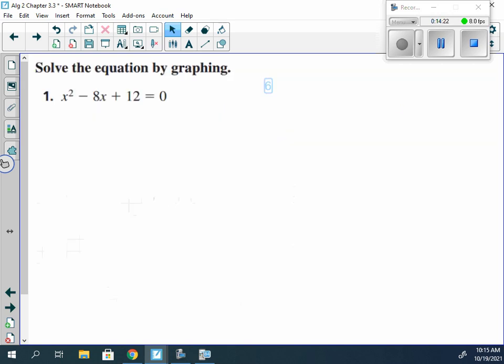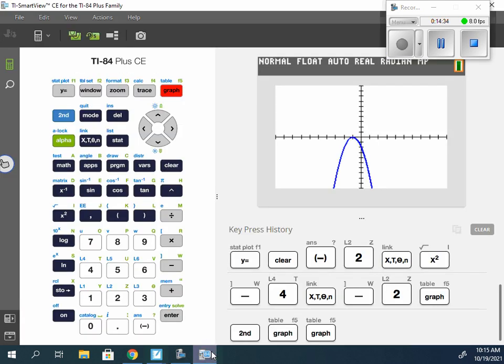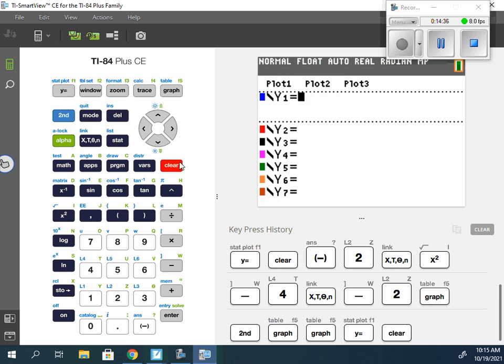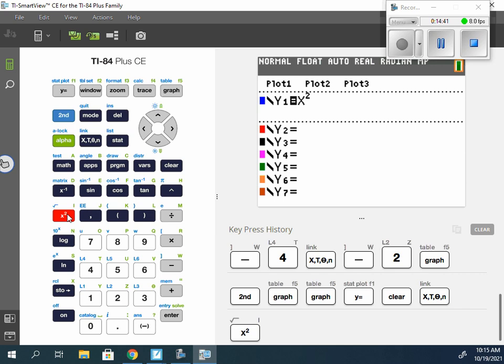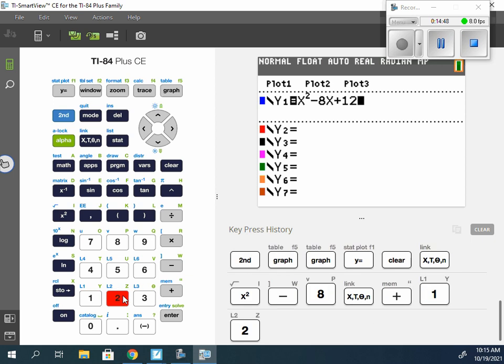There's that graph. x squared minus 8x plus 12. Well, it is equal to 0 already, yes? That means I can go over to my graphing calculator and hit y equals, and we can type the function in. x squared minus 8x plus 12. And once we get done with that, we hit graph.